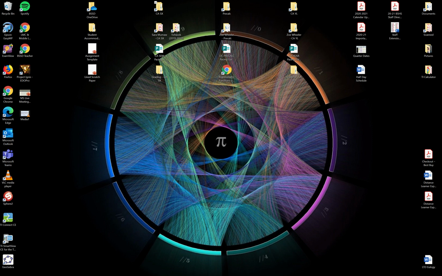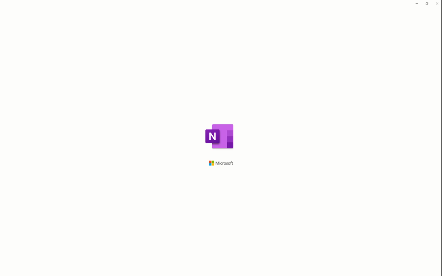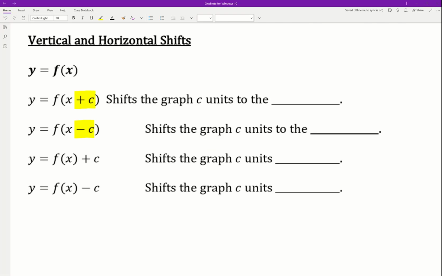And I think OneNote is about to crash on me. There it goes. Wonderful. All right, let's get that back open. Good old Microsoft. Okay, there we go.